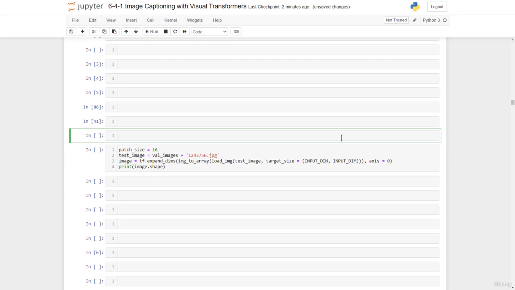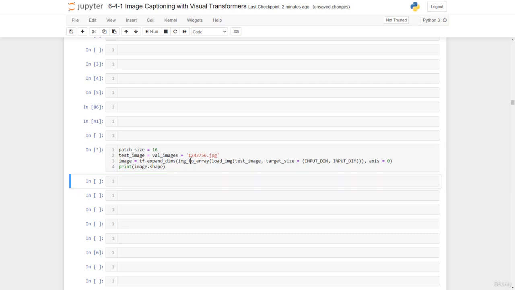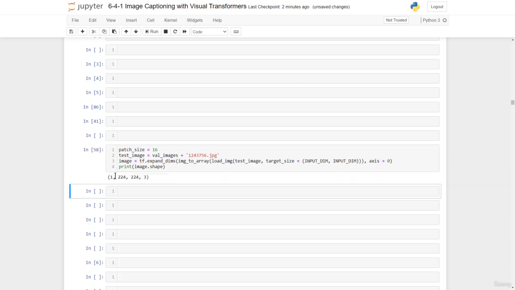Let's now see how to obtain those patches from an image. Suppose we have defined a patch size of 16. We have the image, we get the image that's loaded, then we convert it to an array. We add a dimension specifically on the 0 axis. We could print this out. We'll see we have this image of shape 1 by 224 by 224 by 3.